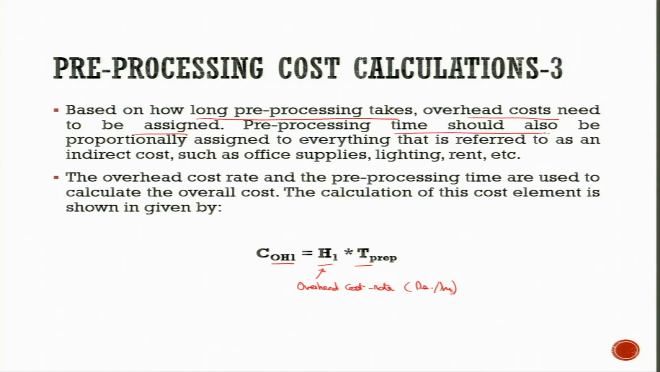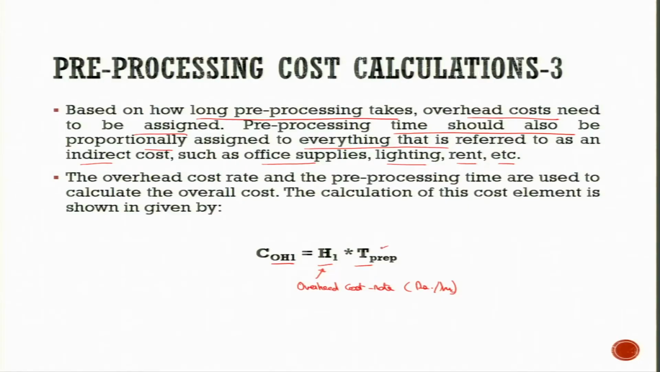Pre-processing time should be proportionally assigned to everything that is referred to as an indirect cost, such as office supplies, lighting, rent, etc. So, for a single build, consider an expert operator who is getting a salary of rupees 1 lakh per month and spends 2 hours, or another operator who is getting maybe 30,000 per month and spends maybe 10 or 20 hours on that. The expert operator is doing much better, that means he is compensating for the salary he is getting, and the time taken is lesser here.